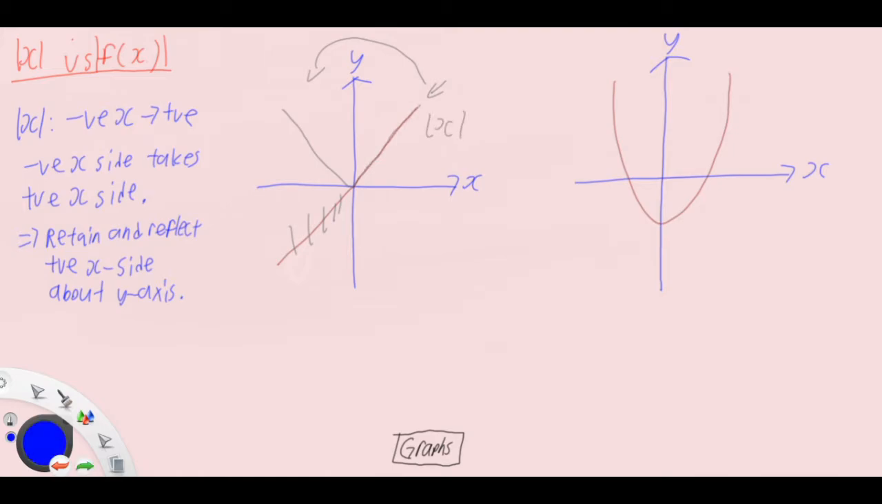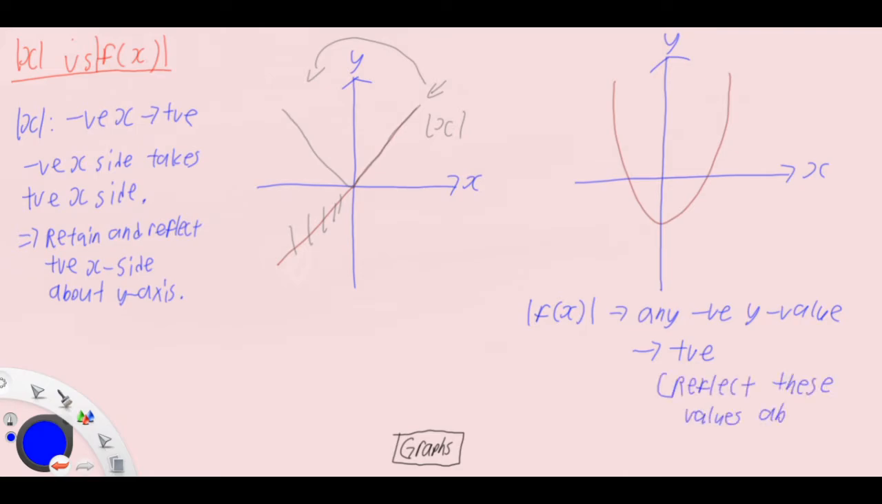Now we move on to our modulus f(x). The idea is that you only get back positive y values, so any negative y values will become positive. So reflect the negative y values about the x-axis. Looking at this quadratic graph, we have this negative portion, and we just need to reflect it about the x-axis. Then we have a hump that goes upwards instead of downwards. So that will be the resultant graph.